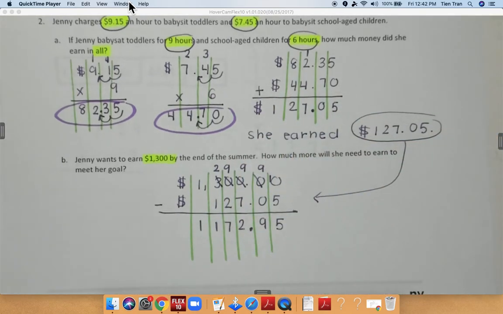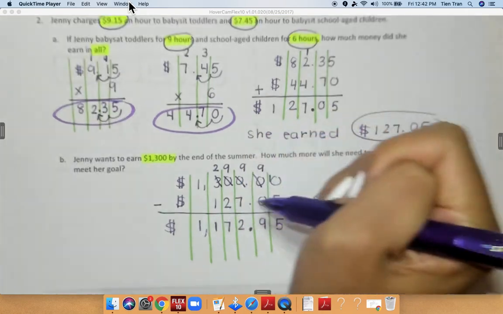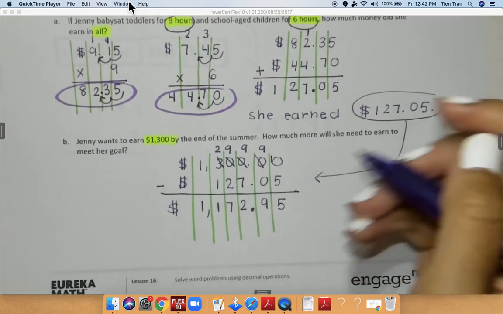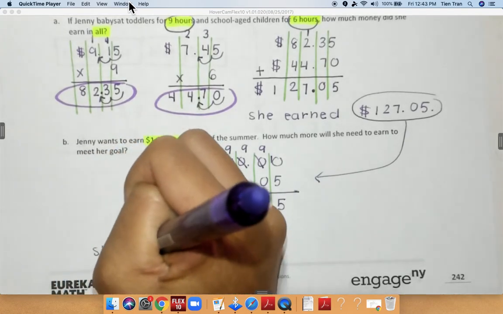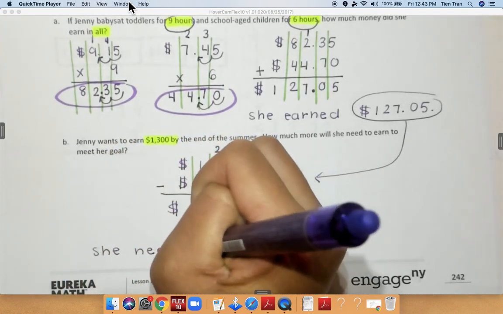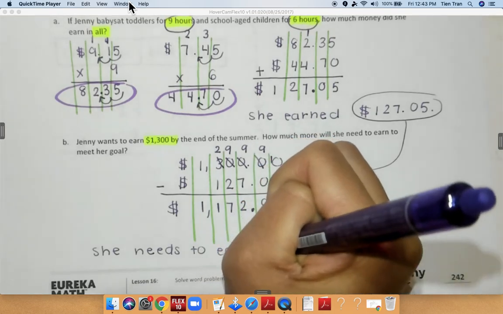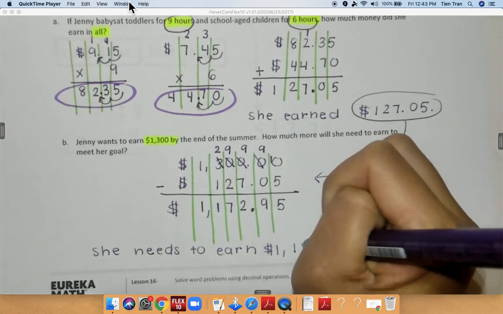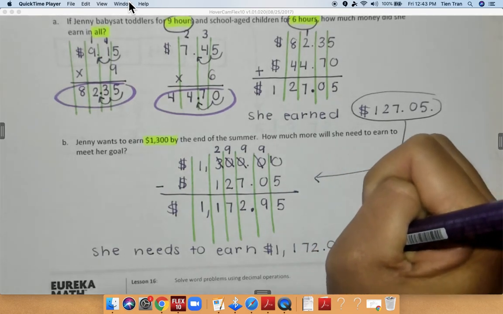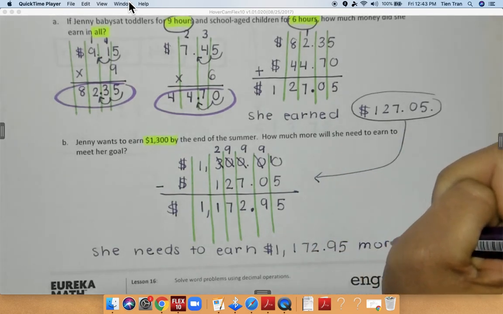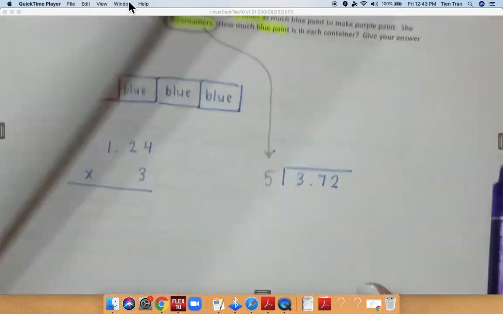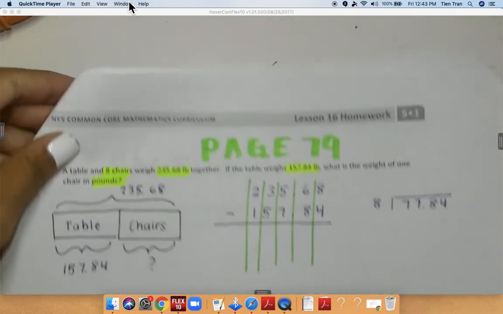So what I have here is $1,172.95. So she needs to earn $1,172.95 more to meet her goal. Okay, now we're going to turn the page. We are on page 79.